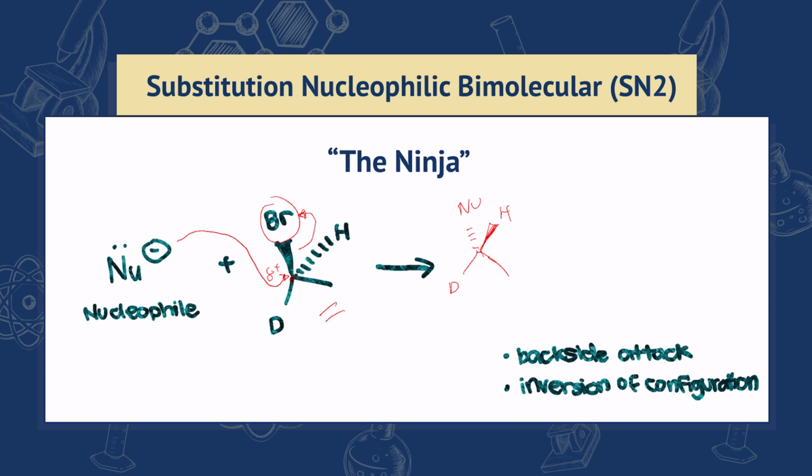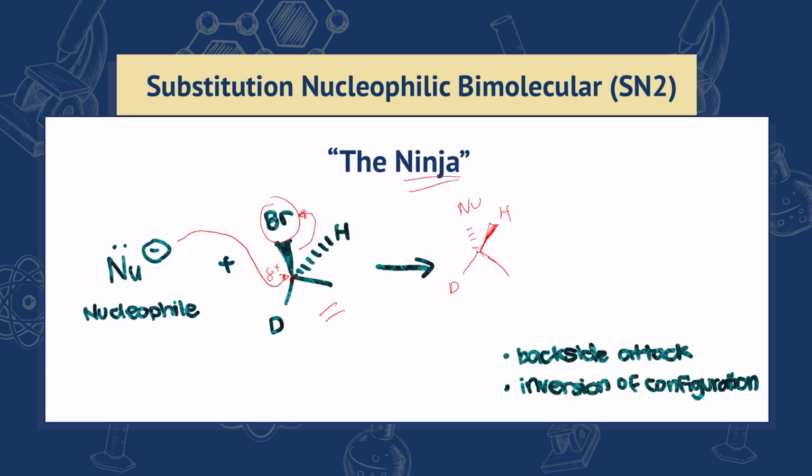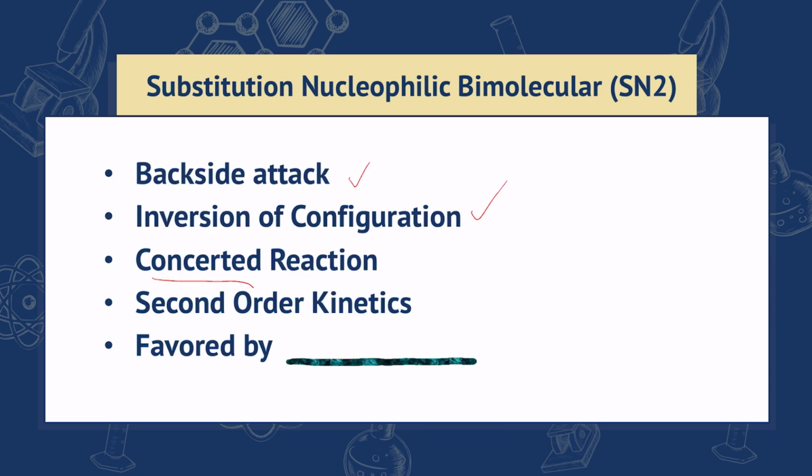And if you notice a backside attack occurs, that's why I call it a ninja. The nucleophile would backside attack the substrate. So these are the properties of an SN2 reaction. We already discussed the backside attack and the inversion of configuration. Concerted reaction means the reaction occurs in one step. So the attack of the nucleophile and the leaving of the halogen or the bromide ion occurs in one step.